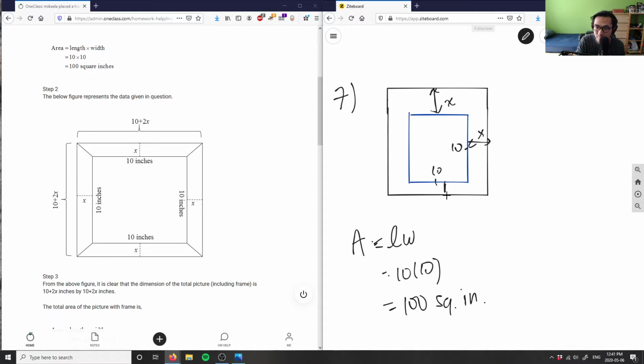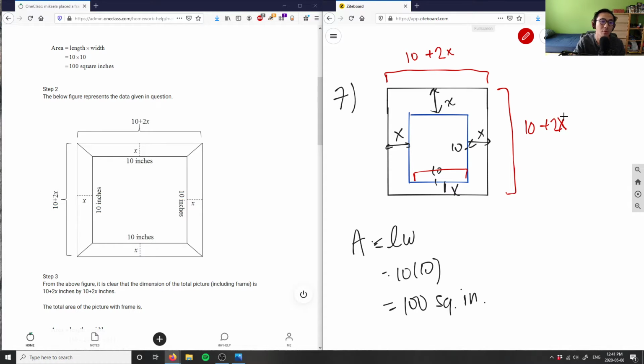We have x again, and this here is x. As you can see, they drew a really nice diagram here. They're basically saying that this entire portion is 10 plus 2x, right? Because if you think about it, I'll do this in red. From here to here, this would have to encompass this area 10 plus this x and this x here. So in this case, you would have 10 plus 2x on this side, and this is also 10 plus 2x on this side as well.